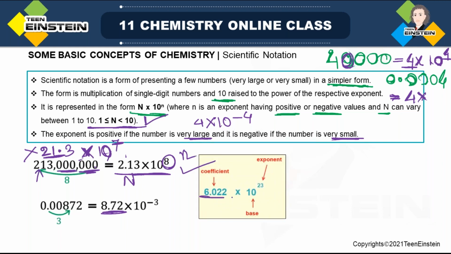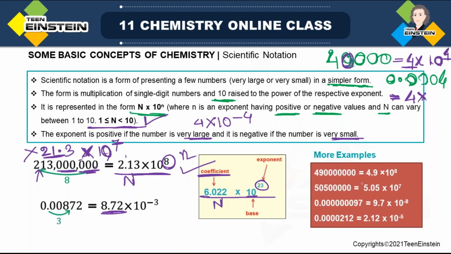Here, just look at this number, which is basically Avogadro number. 6.022, which is capital N. It is also known as coefficient. This is the base and this is power, also known as exponent.